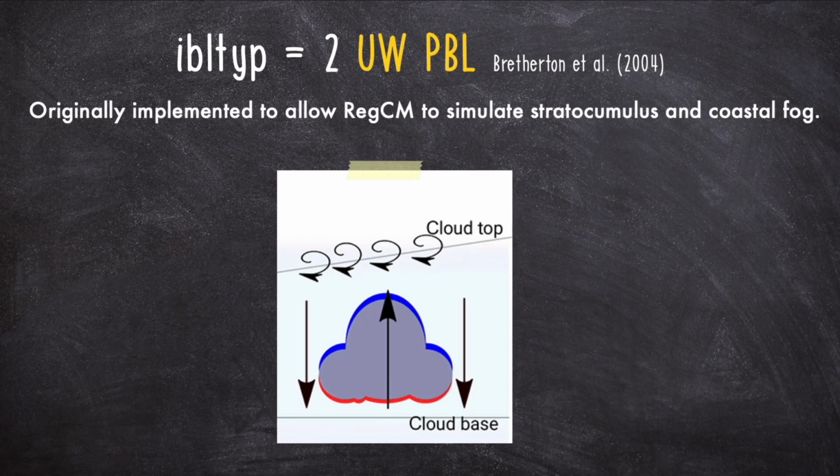This model accounts for the production of turbulence by cloud top radiative cooling, which leads to the formation of stratocumulus clouds. And for the formation of these clouds, it needs to include the microphysics parameterization. So these are the two boundary layer schemes.